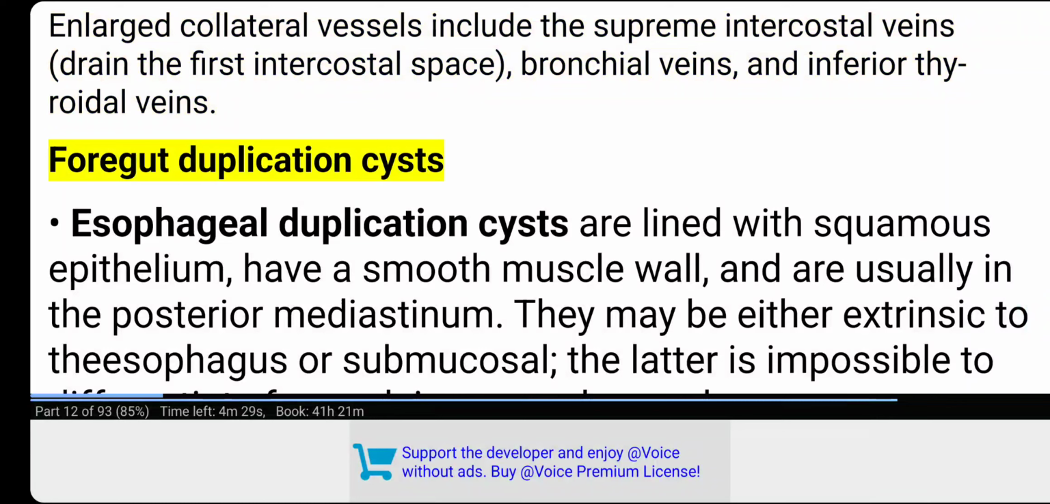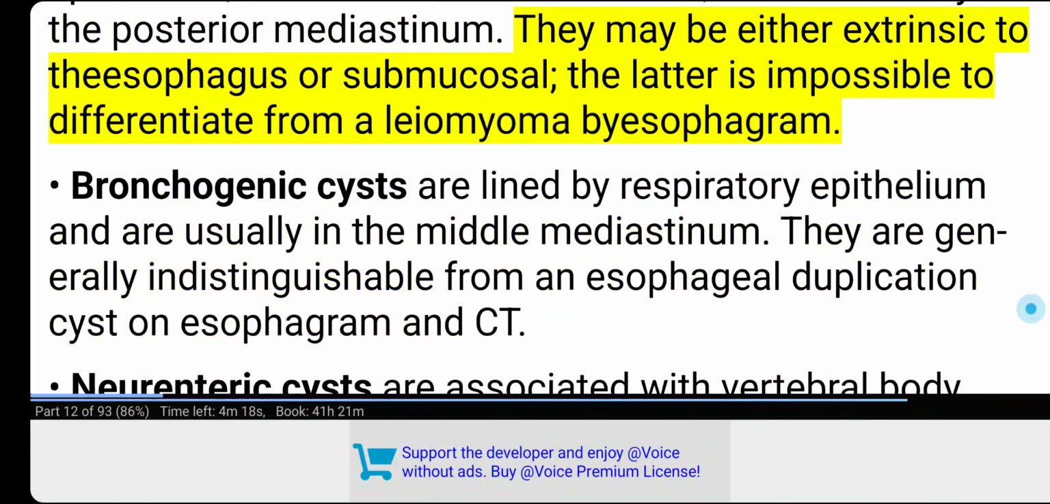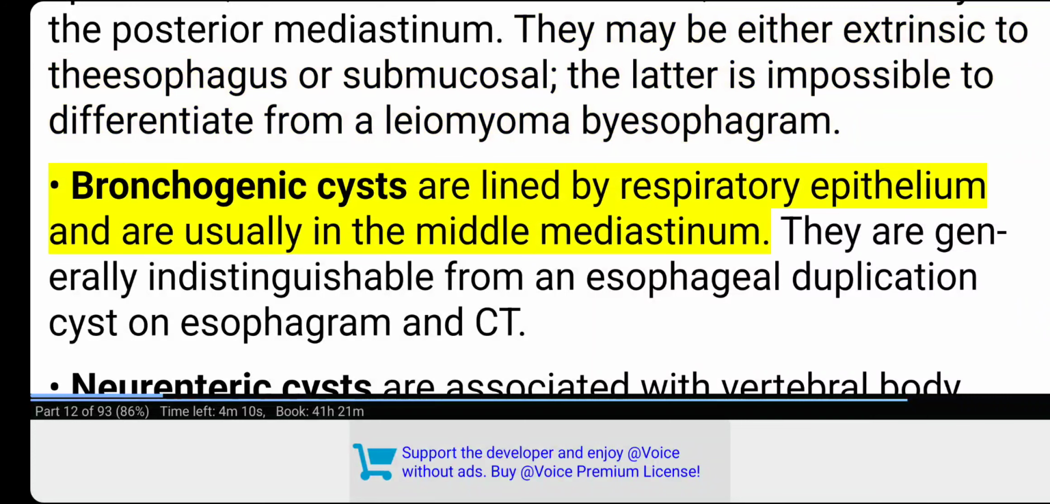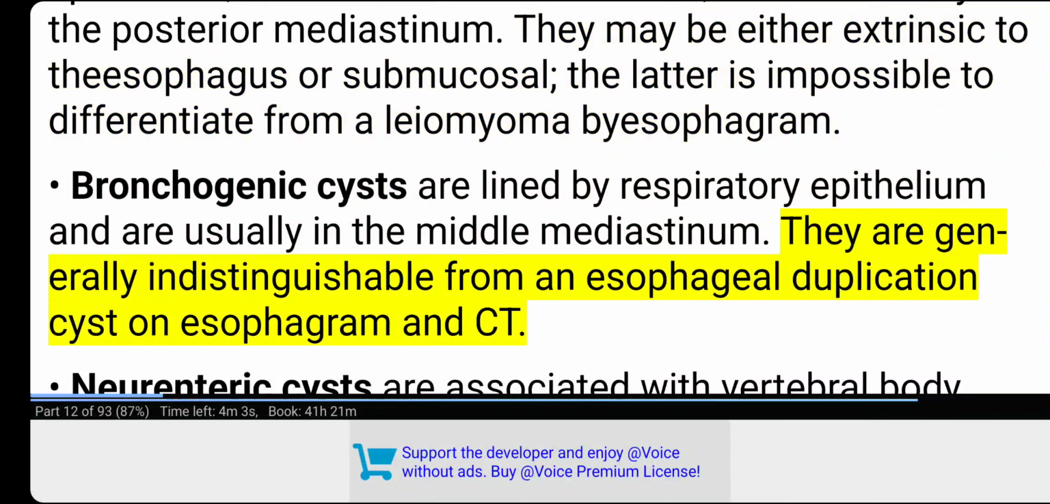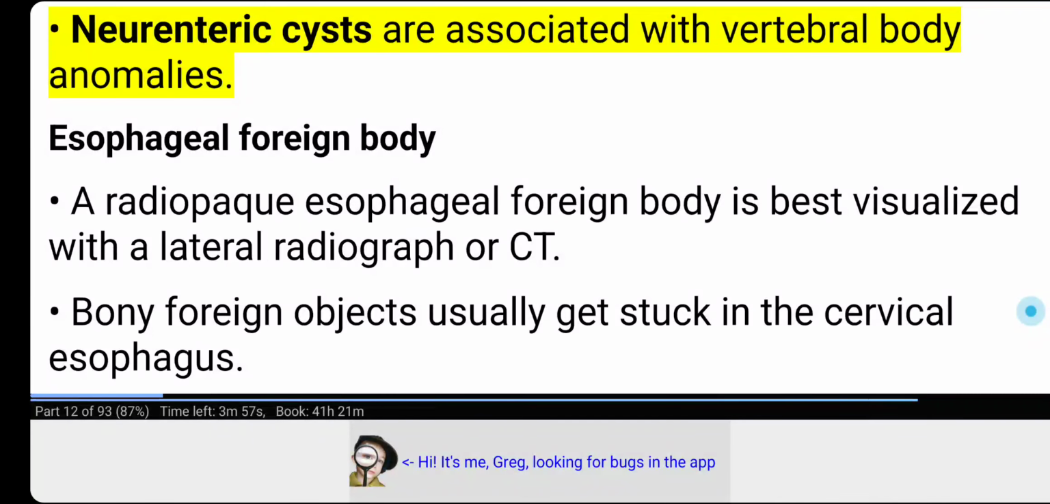Foregut duplication cysts. Esophageal duplication cysts are lined with squamous epithelium, have a smooth muscle wall, and are usually in the posterior mediastinum. They may be either extrinsic to the esophagus or submucosal, the latter is impossible to differentiate from a leiomyoma by esophagram. Bronchogenic cysts are lined by respiratory epithelium and are usually in the middle mediastinum. They are generally indistinguishable from an esophageal duplication cyst on esophagram and CT. Neurenteric cysts are associated with vertebral body anomalies.